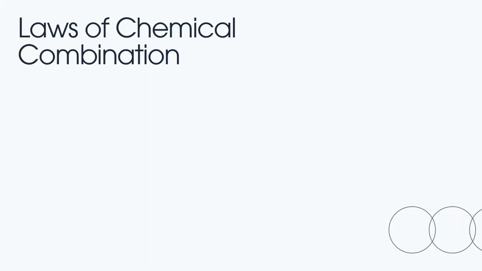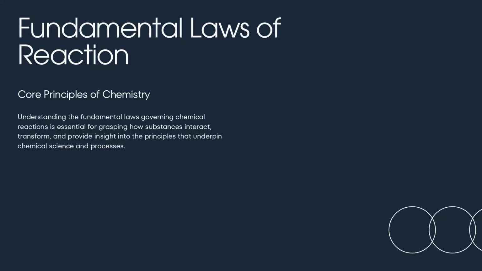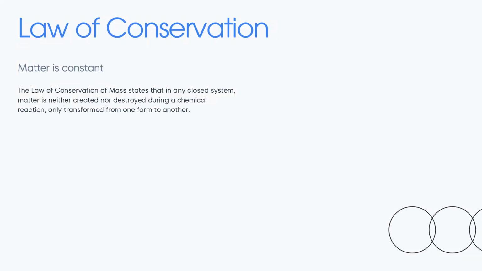Laws of chemical combination. These laws are the rules of chemistry. They tell us how substances behave during reactions. The law of conservation of mass says that matter is neither created nor destroyed. Imagine cooking. The ingredients you add change form, but nothing disappears.